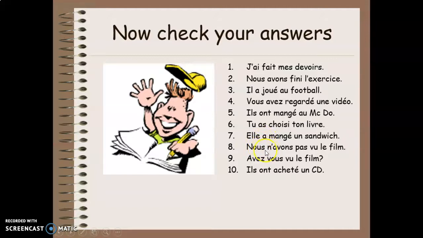Nous n'avons pas. Now that's a negative there, so whenever you put in a negative, it goes N apostrophe because you can't have two vowels clashing, and then the pas comes after the verb avoir, so it goes in between the avoir and the verb. So it's the N apostrophe first, then avoir, then the pas, and then the verb. Avez-vous, so have you seen this film? And ils ont acheté un CD. Just be careful, it's tricky. You have the ne bit first, then the N apostrophe because you can't have an E and an A clashing, then you have the pas, then you have the vous.